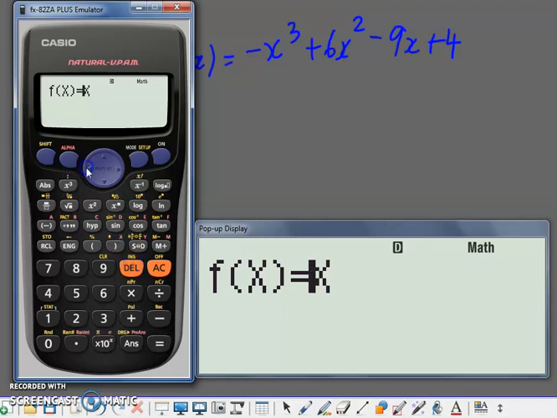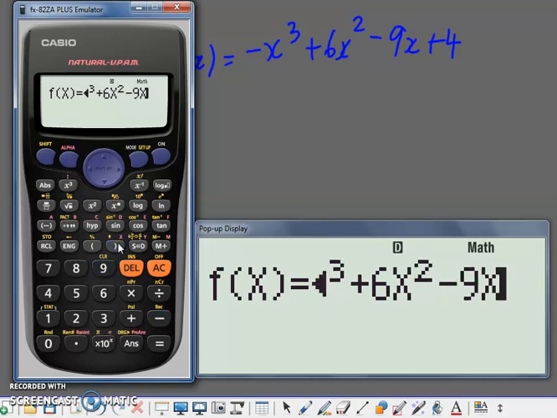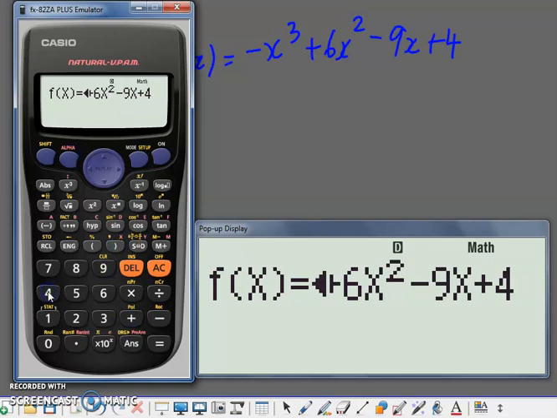Make sure that you do not forget to put your signs in. So this is x cubed. You'll use the button that has a variable exponent, and you will then press out. Then you will say plus 6 alpha x, but this one is squared, minus 9 alpha x plus 4.